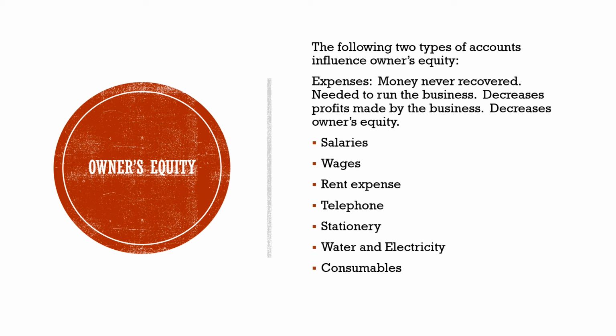Examples will be salaries, wages, rent expense, telephone, stationery, water and electricity, consumables. All of this is money that you pay and it's expenses of the business. Therefore, it will be money flowing out of your business and it will have a negative influence on your owner's equity. Just be careful. A lot of people get confused with salaries and wages.